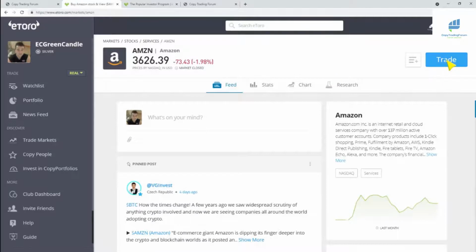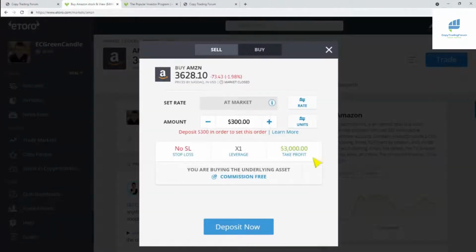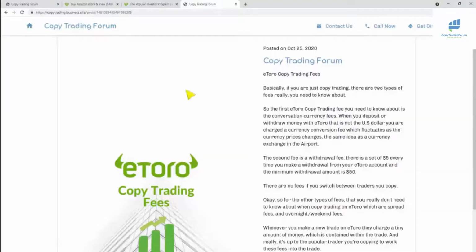So let's say I want to buy this stock. I buy it at 3,628 and 10 cents, but I sell it straight away. I will sell it for 3,628 and 29 cents. So it'll be 90 cents up if I sell it straight away. And that 90 cents goes to eToro, the trading platform. So it's small, it's called a spread fee.